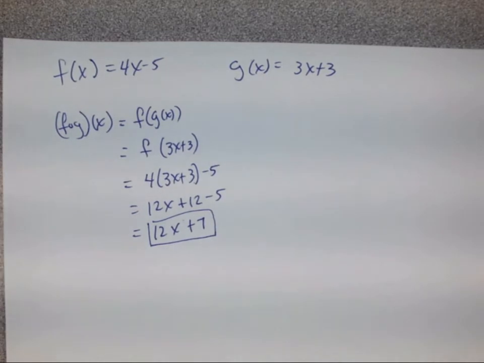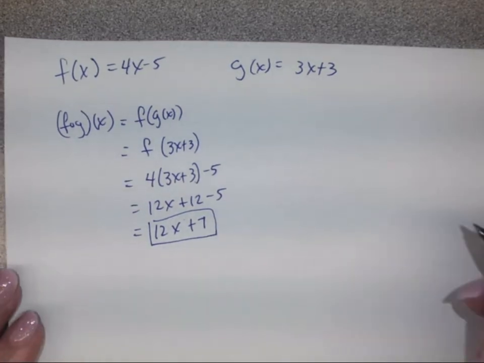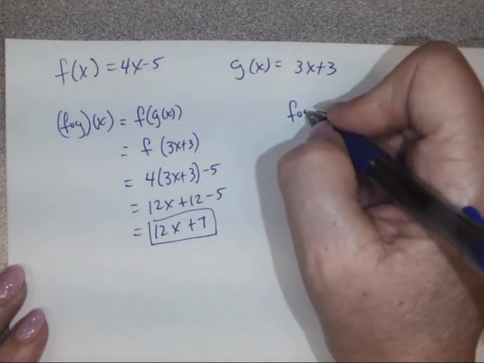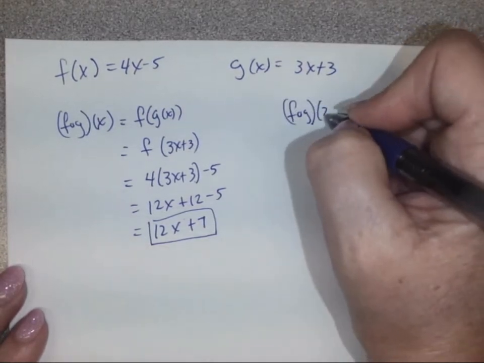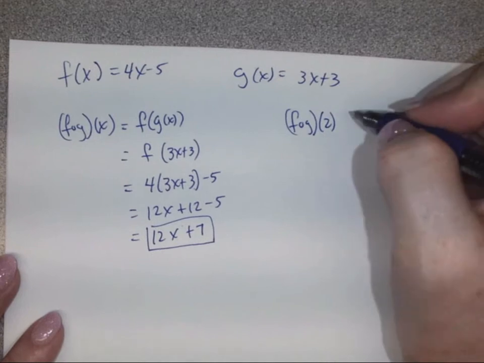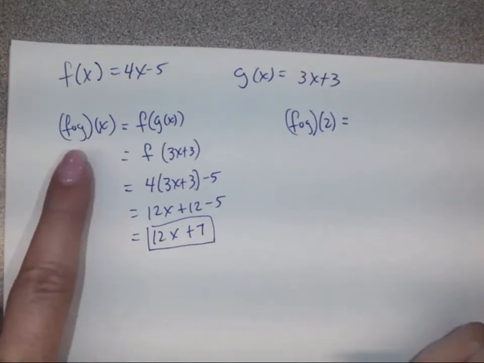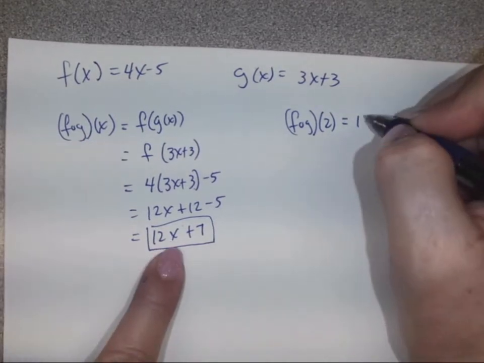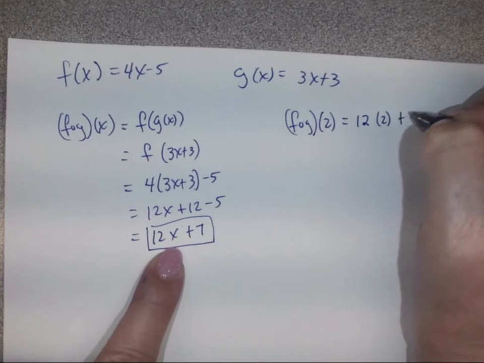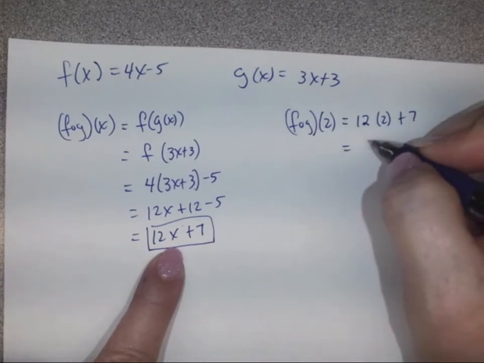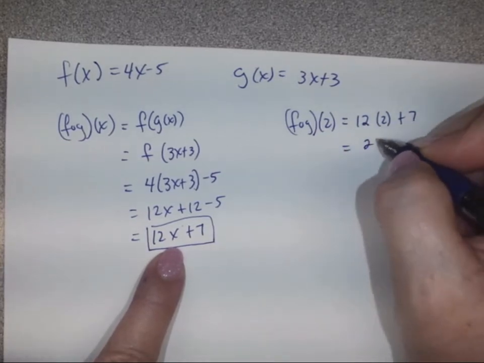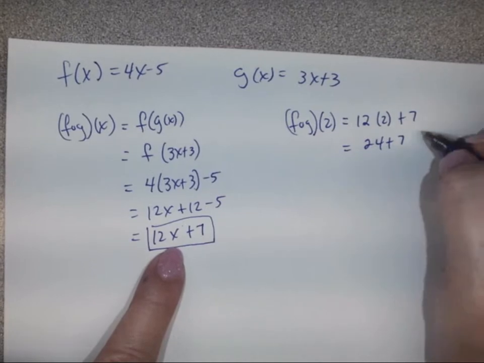All right. And then let's find f of g at 2. If we've already found this, then we can just plug in 2 here. So it'll be 12 times 2 plus 7. So that will be 12 times 2 is 24 plus 7. That will equal 31.